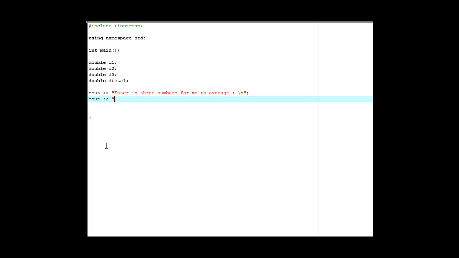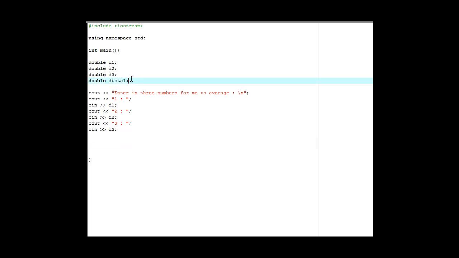This is some stuff that isn't really hard. Okay, so we're going to output 1, and then we're going to input 1, output 2, input 2, output 3, input 3.